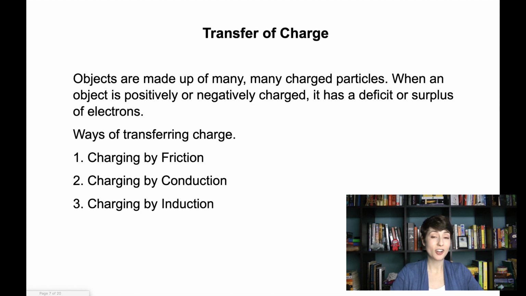There are a number of ways that charges can be transferred between objects. Obviously, every single object is made up of many, many, many charges. When an object is positively or negatively charged, what that means is that the object has either gained or lost electrons. How do those electrons become gained or lost? Well, you can charge them by friction, you can charge them by conduction, and if you want to temporarily charge an object, you can charge it by induction.